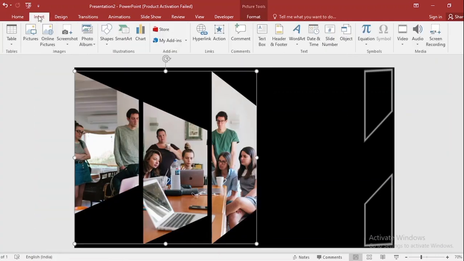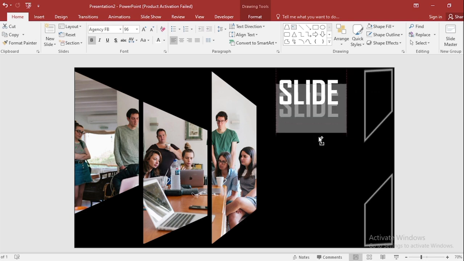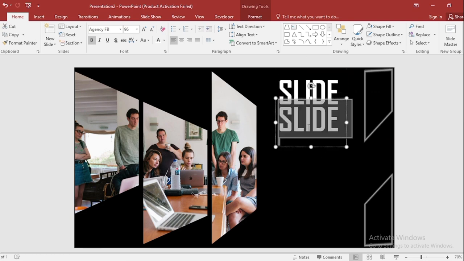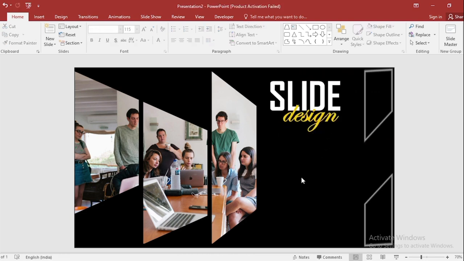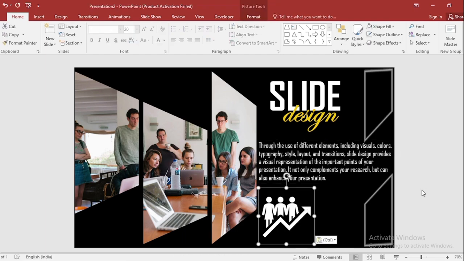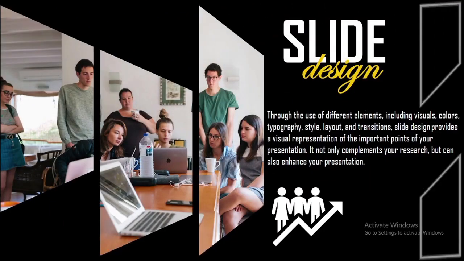Go to Insert, click on Text Box and slide here. Press Ctrl Shift, take it downside. Add design here. Also add information and logo here. Now click on Slideshow. So, see friends, how our business profession slide looks like. It's wonderful and very easy to create.